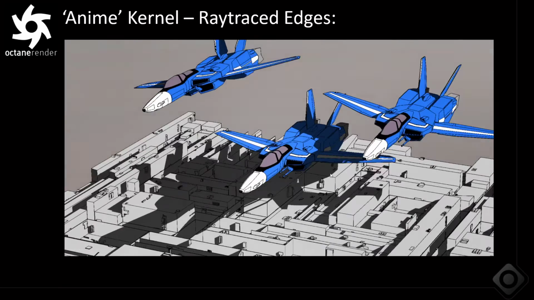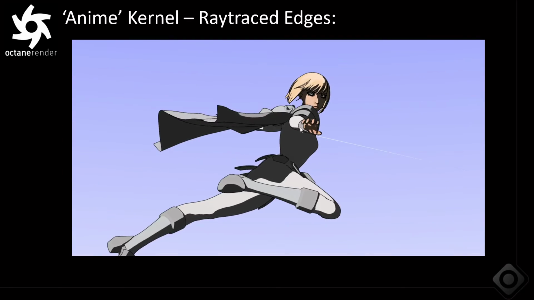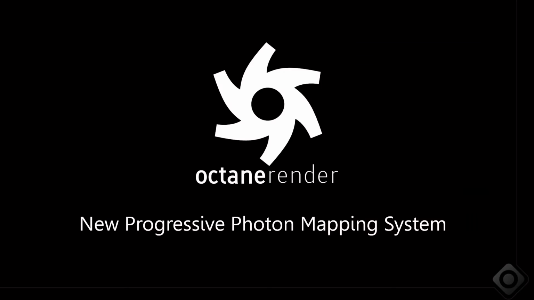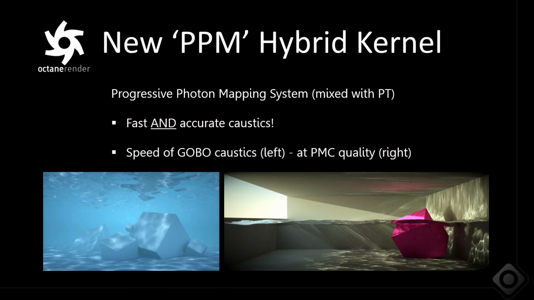But toon rendering is something we really want to take another deeper look at, and this anime kernel is a big part of that. We have another feature that we're working on for later this year. It's still very early, but it's basically progressive photon mapping. It's a PPM kernel, so it's a whole new kernel in Octane, essentially a whole new rendering path. And the reason why we're working on this and why it's important is that it'll give you amazing results for caustics. And we want that in Octane.